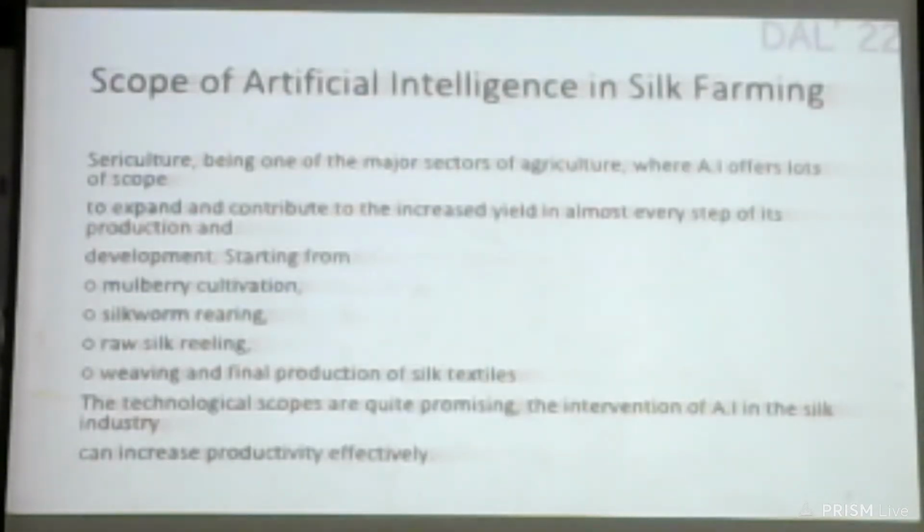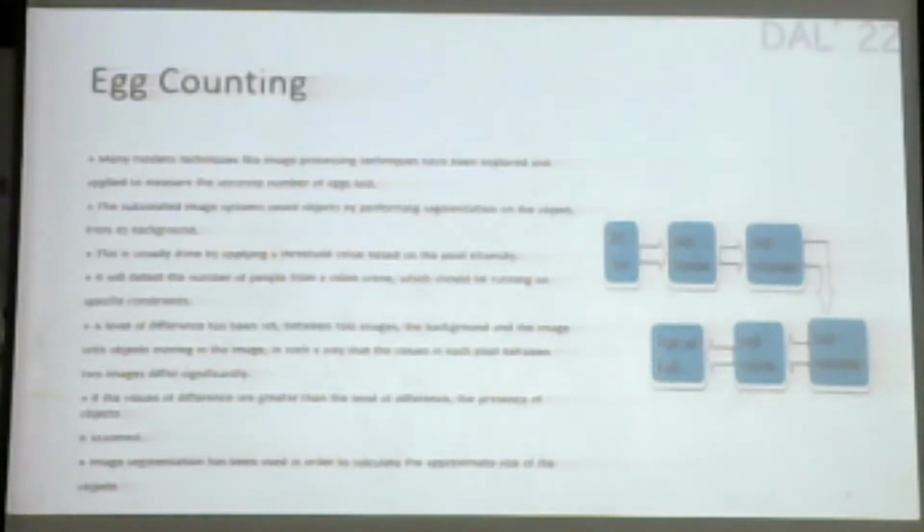Regarding the scope of artificial intelligence in silk farming, starting from the cultivation of mulberry plants until the weaving of silk fabric, there are multiple areas in which AI can be incorporated to improve results. Let us look at a few use cases where current research teams are working.